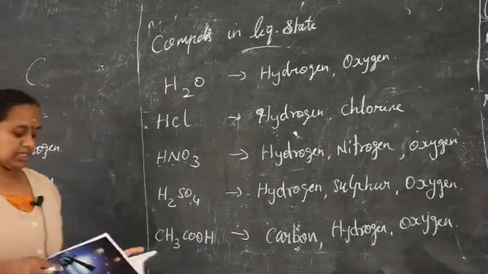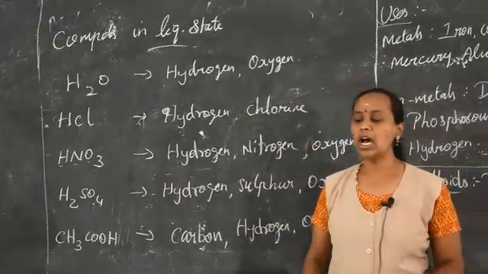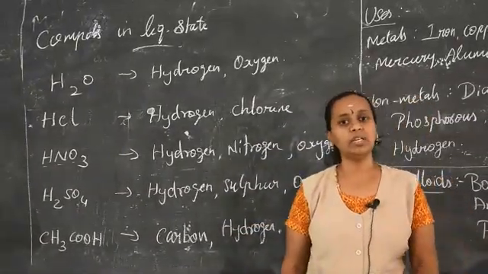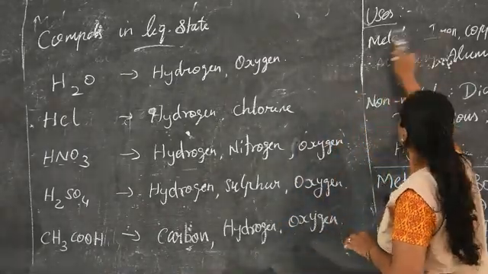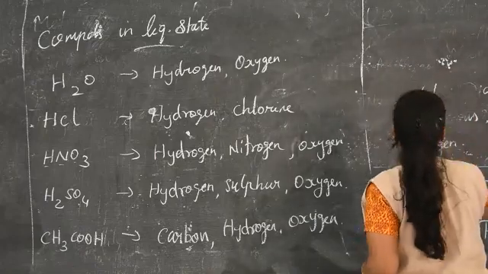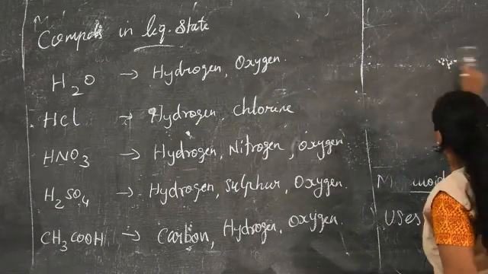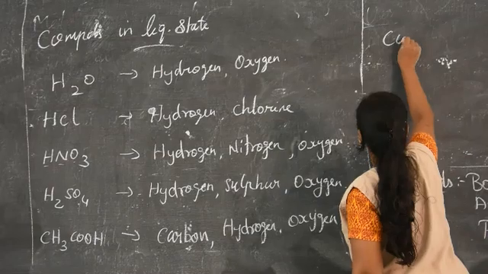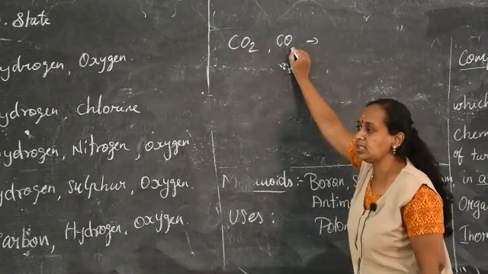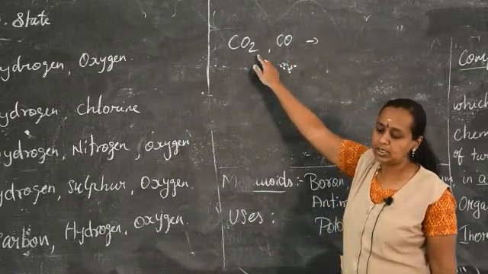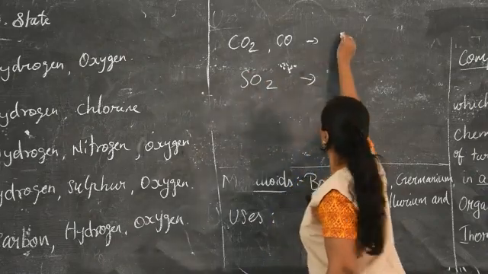Let us go to the gaseous state. Here they have given carbon dioxide and carbon monoxide. The carbon dioxide formula you know very well, as we have studied from the lower classes onwards, that is CO2. I will write the formula again so it is easy to keep in mind. How to write the formula for carbon dioxide? CO2. We studied it in photosynthesis. CO2 and CO: this is carbon dioxide, this is carbon monoxide. It has carbon and oxygen. Then sulfur dioxide, SO2. It has sulfur and oxygen.